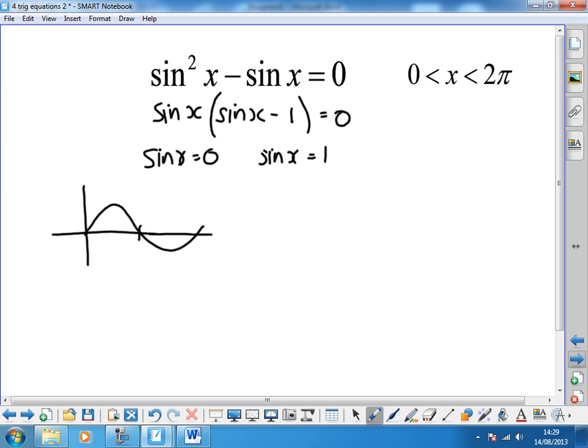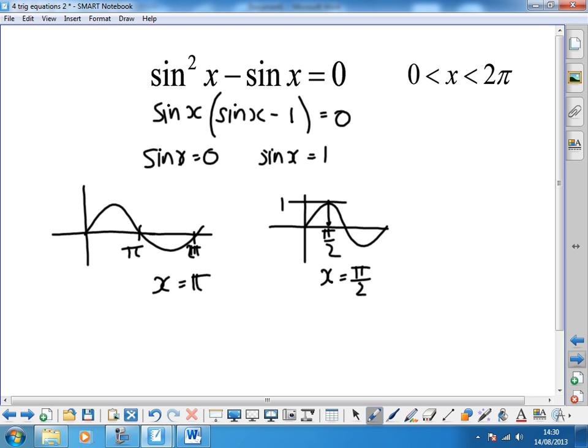So we've either got where sine x is 0, which is, we're in radians this time, so that's got to be pi. Because that's 2 pi. Or where sine x is 1, which is pi by 2. Yeah, these ones are just obvious, aren't they? So x in this case is pi and x is pi by 2.